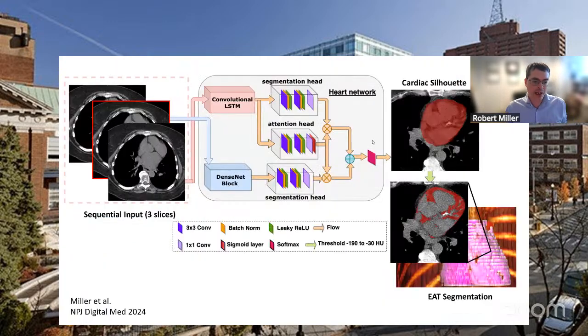And we use the same setup as for the calcium score model. So what it does is, again, it's this convolutional long short-term memory model. And then we use the heart mask to extract where the pericardial space is, and then use the segmentation based on density to get the EAT. And at the same time, we could get the calcium scores.